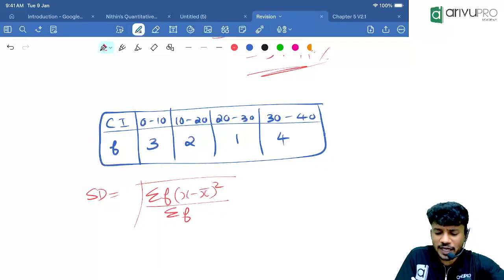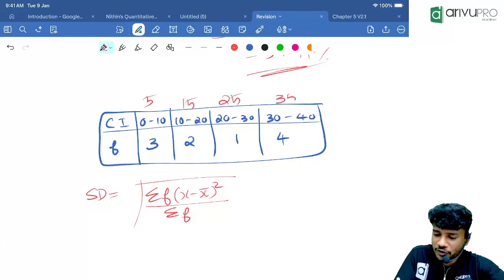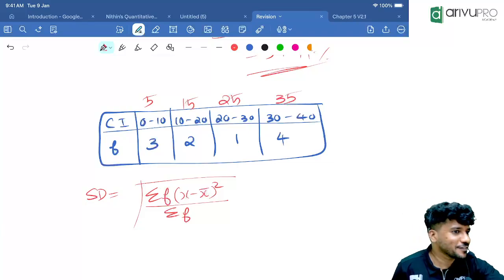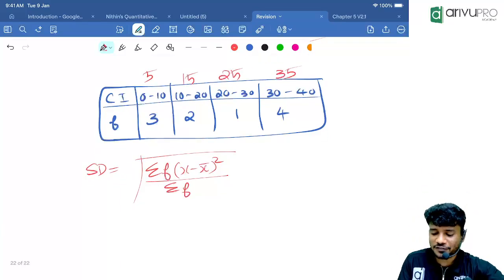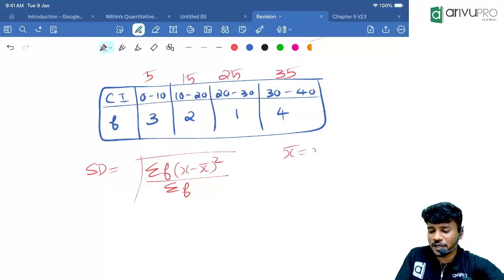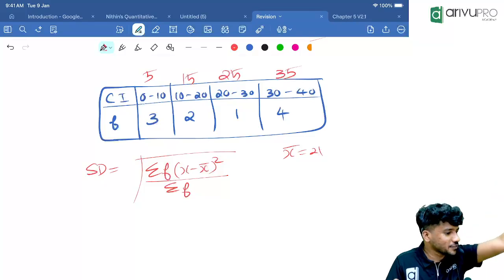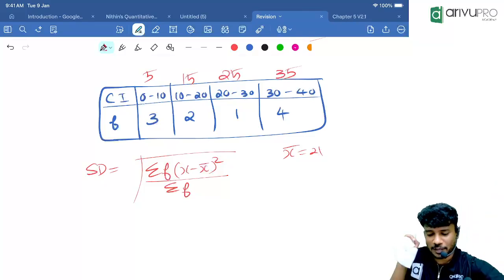We have the x values. What are the x values? 0 plus 10 divided by 2 is 5. 15, then 25, then 30 plus 40 divided by 2 is 35. We have everything. So first we need to find x minus x bar. We have x bar 21. We studied it at the start of this class. Then one by one I am going to check.